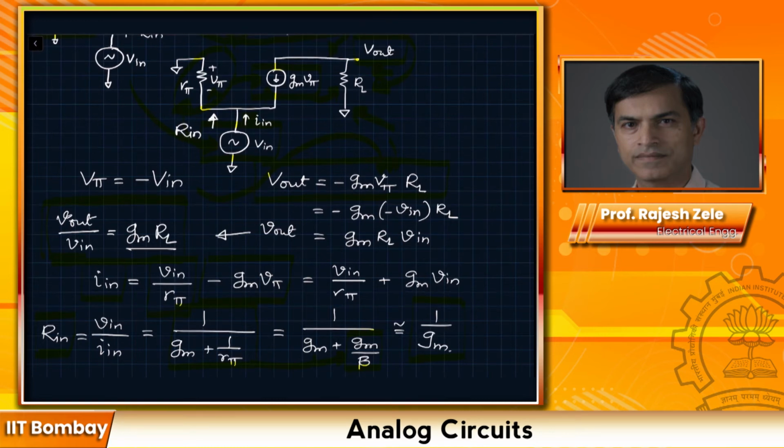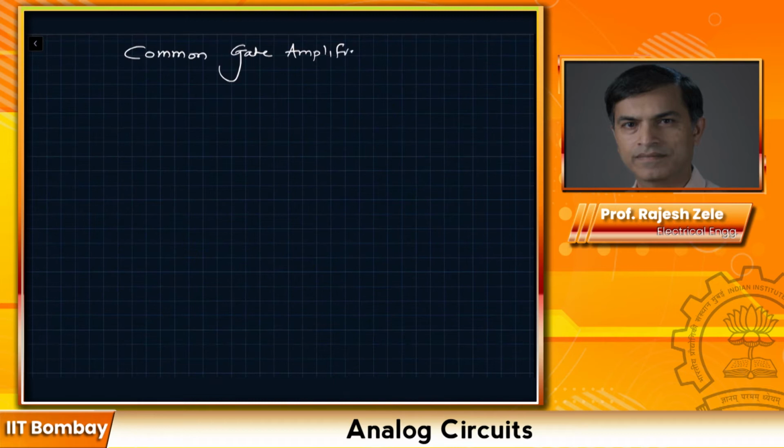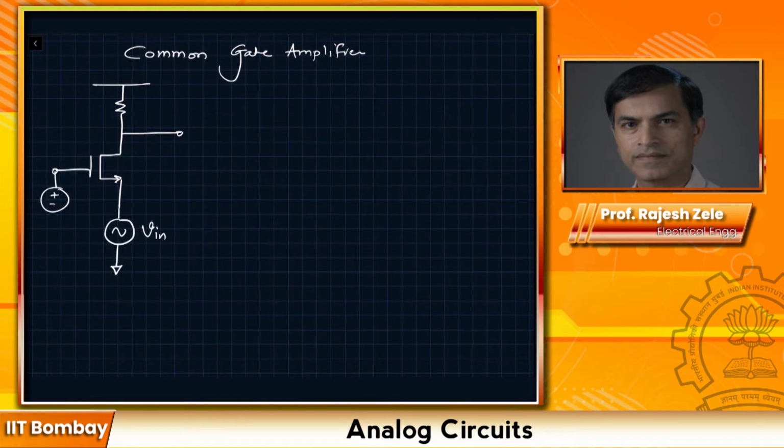Now let's look at common gate amplifier. We just did common base amplifier. Now we are going to look at common gate amplifier. As the name suggests, gate will be the common terminal between input and output. Let me draw the schematic. We can do exact same analysis that we did for the bipolar case over here. Please draw the schematic for AC analysis.